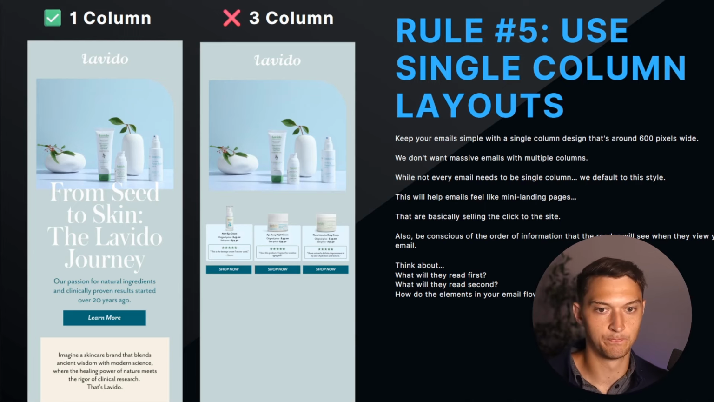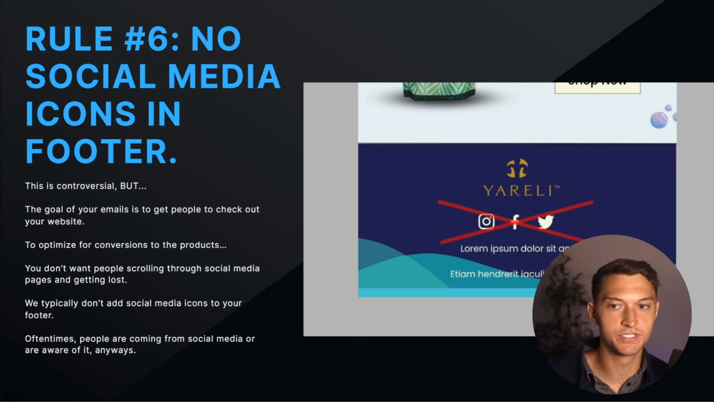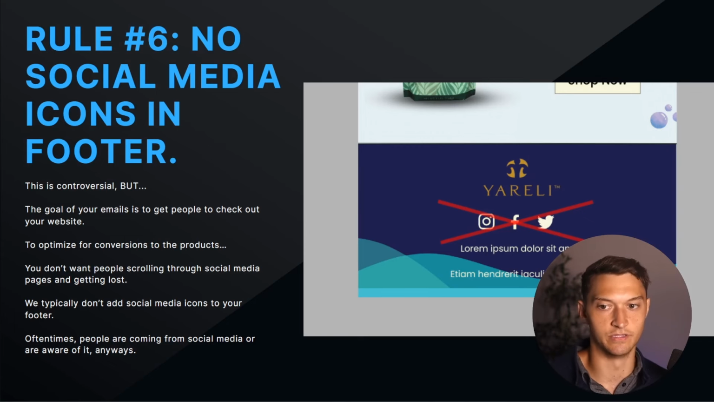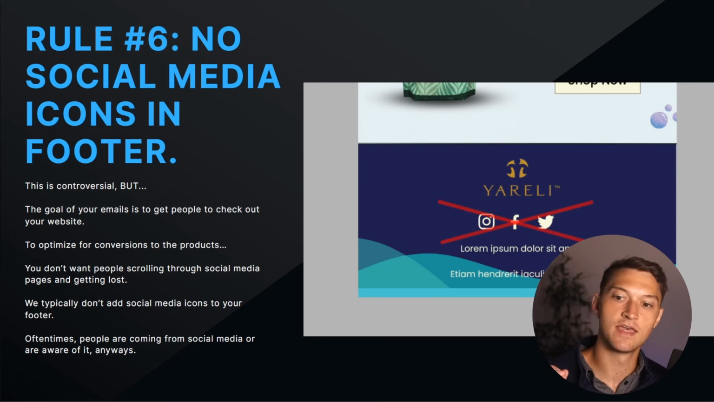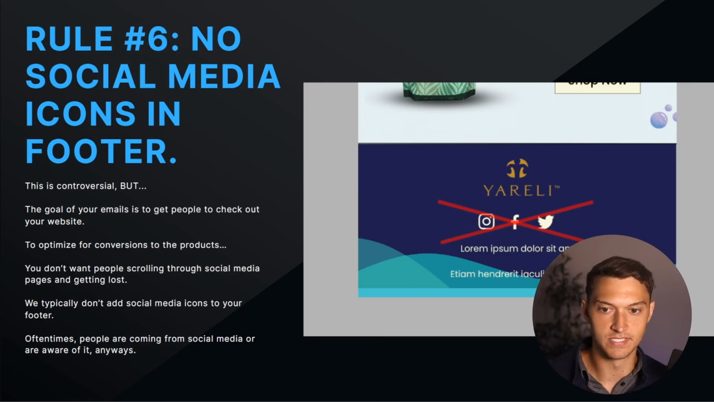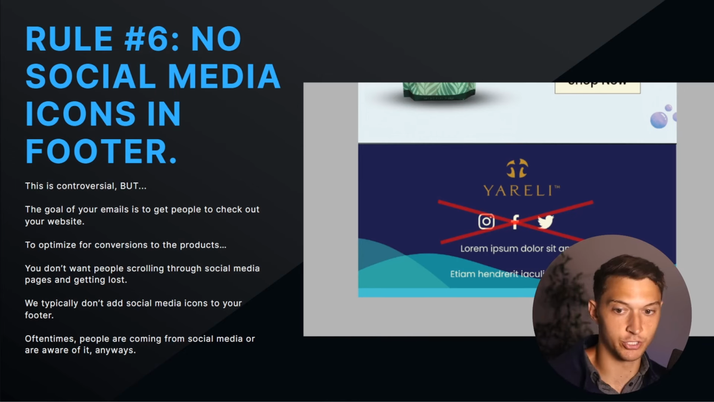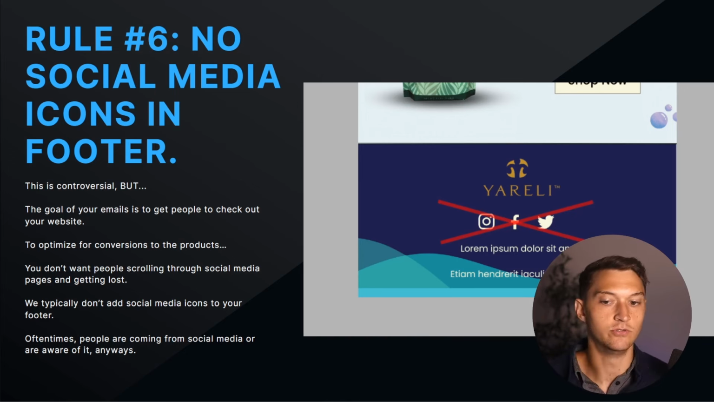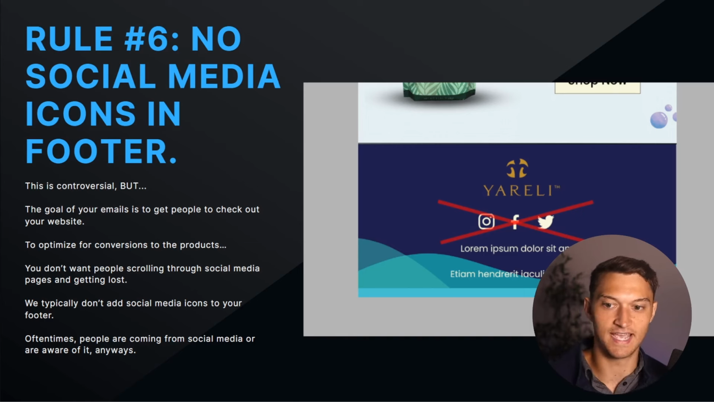if you're on mobile. All right, rule number 6 is no social media icons in the footer. I know this is going to be controversial. I know a lot of people do this. That being said, the goal of your emails is to get people to check out your website, to optimize for conversions on the actual products. You don't want people getting lost and scrolling through TikTok and Instagram. Instead, again, you want them to actually convert on your products.